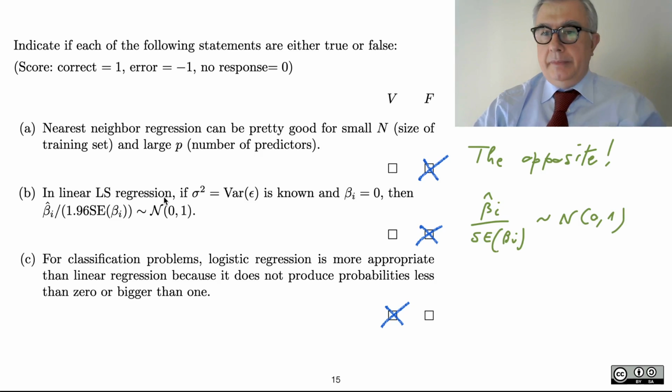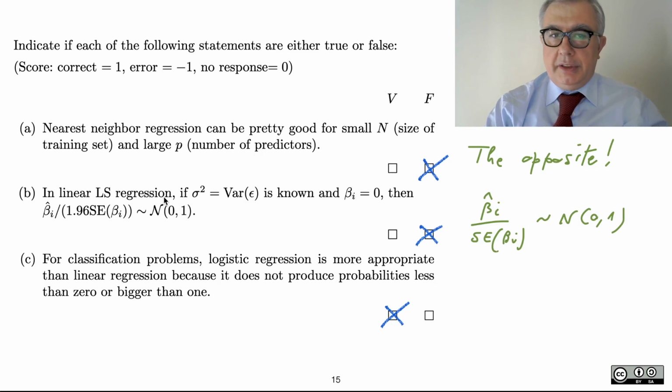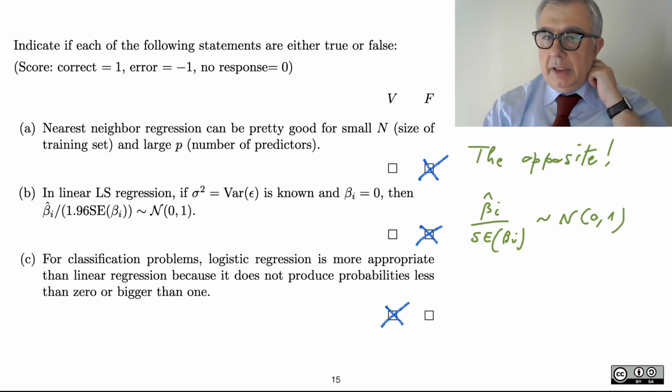The final exercise in this exam was a list of true-false questions. So let's see them together. First question: nearest neighbor regression can be pretty good for small n, size of the training set, and large p, number of predictors.